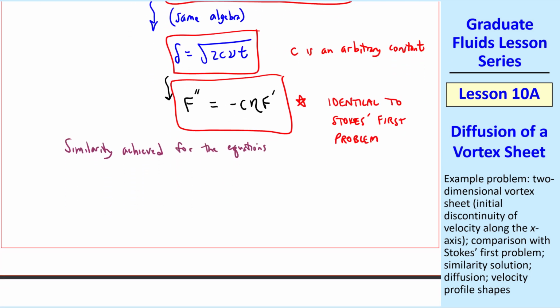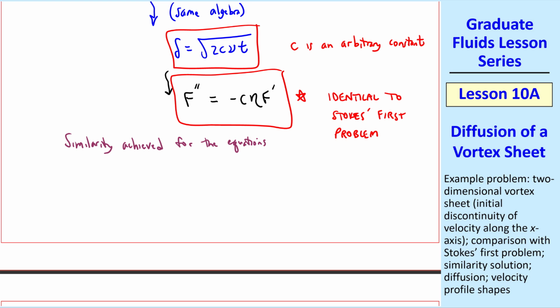Our x momentum equation was a partial differential equation of second order in u, and now we have an ordinary differential equation, still of second order, but we've combined y and time into one similarity variable, eta. And f, of course, is a function of eta only. This is an ordinary differential equation. So we've reduced the number of independent variables by 1, which is always our goal in similarity solutions.